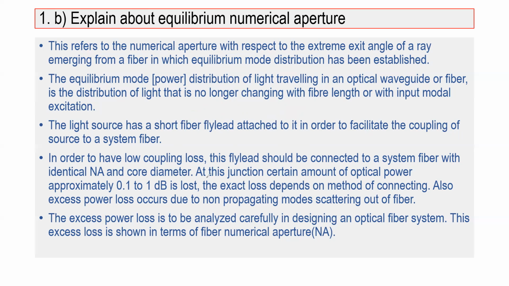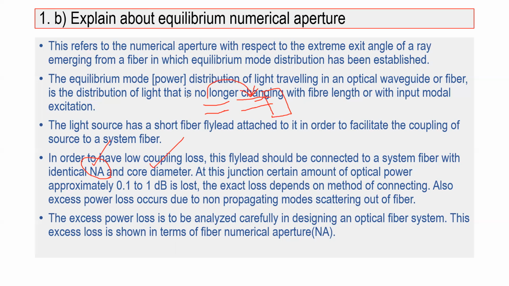In order to have a low coupling loss, this fly lead should be connected to a system fiber with identical numerical aperture. Here you are considering a new fiber to join with the previous fiber. In order to have low coupling loss, this is the system fiber at the transmitter side, which is coming out of the system, and you are connecting a new fiber to this. The parameters required are identical numerical aperture and core diameter between these two fibers.